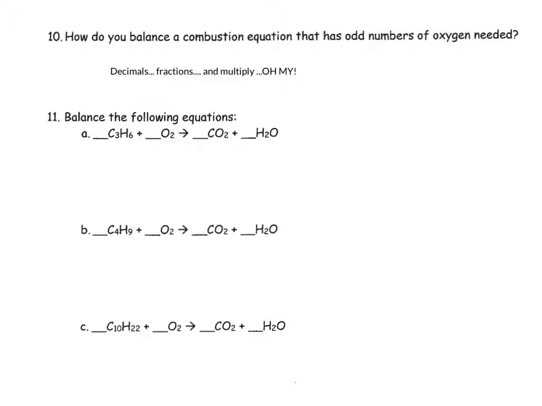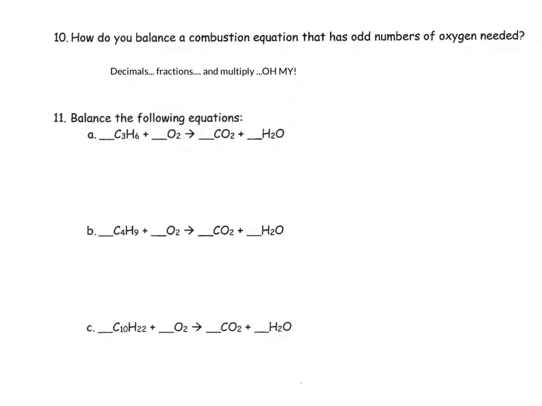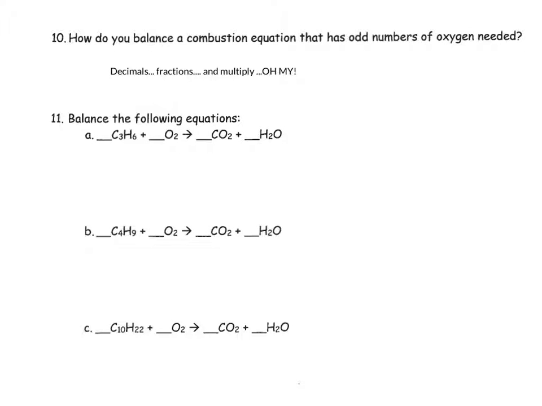Okay, so now on to split terms that might have an odd number. And how do I do that? Use decimals, fractions, and then multiply. Here I have a combustion reaction where I have 3 carbons, so I need, we're getting into odd numbers already, 3 carbons on that side. I have 6 hydrogens over here, so I'm going to put a 3 there, to make that 6 over there.